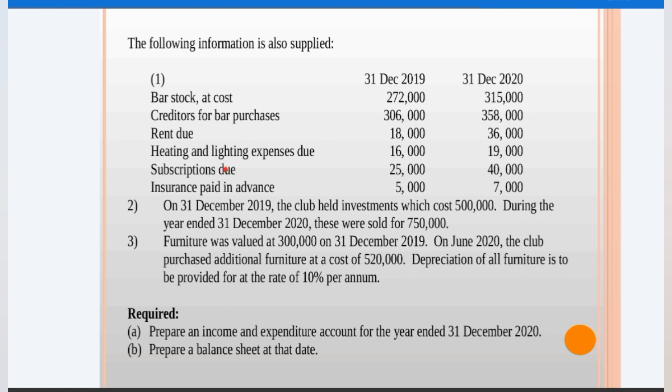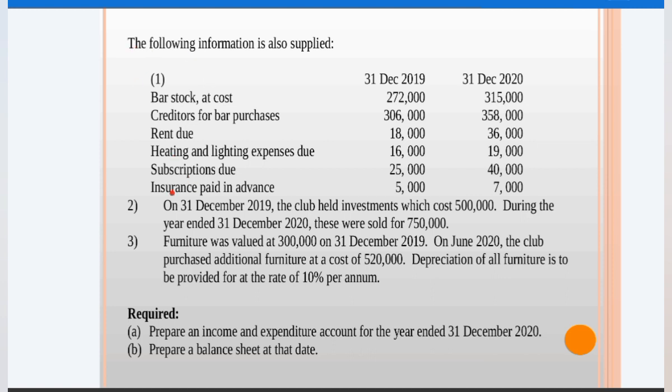So these are the debtors for subscriptions, these are the creditors for bar purchases, and these are the creditors. The debtors for subscriptions, 25,000 and 40,000. Then we have the insurance paid in advance, 5,000 and 7,000.